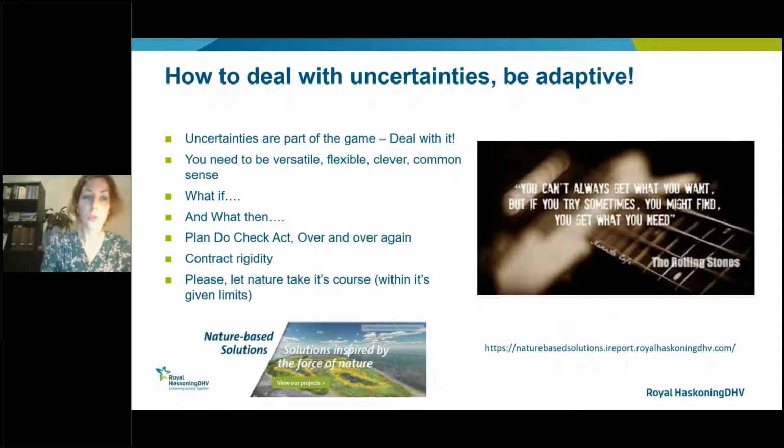So, to conclude, how to deal with uncertainties? Be adaptive. Well, you know, uncertainties are part of the game, so we better deal with it. And you need to be versatile, you need to be flexible, you need to be clever, but mainly, very often, it's just common sense. It's important to have your what-if questions ready and know what to do. What if this happens, and what then? What do we do? Plan, do, check, act over and over and over again.